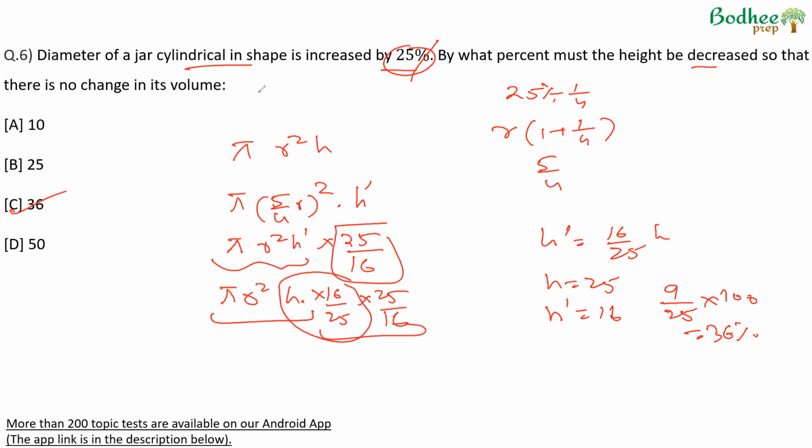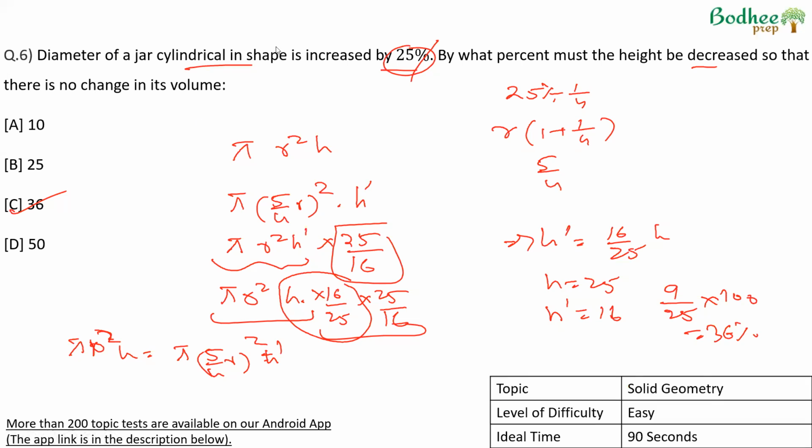We could also divide and see. I could write pi r square h is equal to pi into 5 by 4r whole square into h dash. From here we'll get the ratio of h and h dash, and then this process can be done. In any case, we can also use successive percentage change. In any case, the question is not very difficult. So maybe 1.5 minutes to solve. Basically, percentage more than mensuration is what is used.